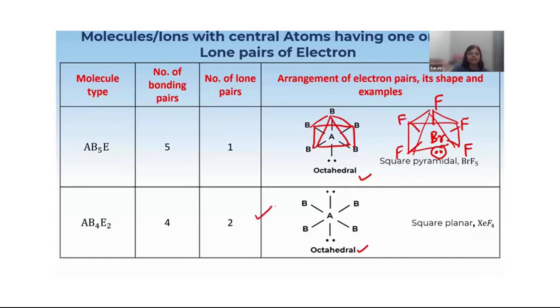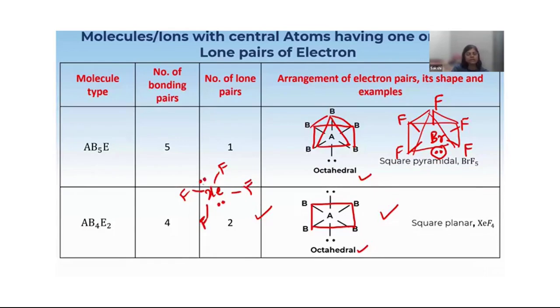Next up, we have 2 lone pairs. The total pairs are 6, so obviously the geometry is octahedral. But I have 2 lone pairs of electrons here. So now my geometry is octahedral, but my shape becomes square planar. The example is XeF4, right? Xe is xenon. Xenon has 8 electrons in the outer shell. This is a violation of the octet rule, if you have studied it.